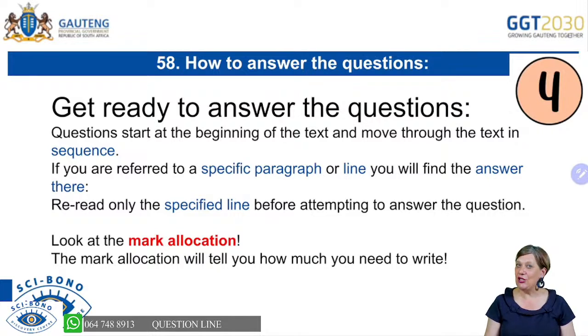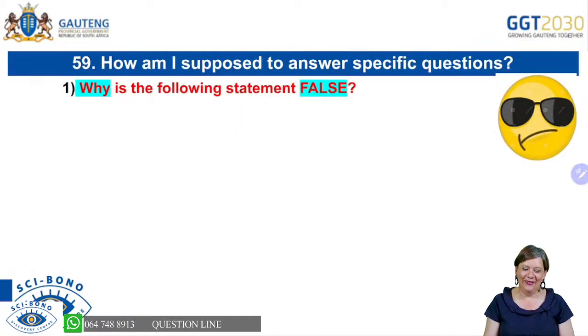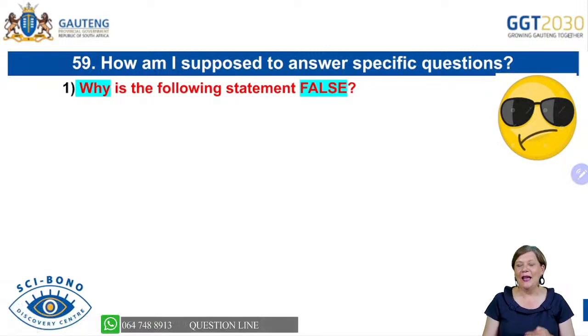Mark allocation is crucial. That tells you how much you need to write. Do I only have 2 facts? Or is it a discussion? Do I need to give more information? So make sure you look at the mark allocation. Remember, it's usually 1 fact for 1 mark. So I'm going to help you, and we can go through specific questions that are usually asked and how to answer them.